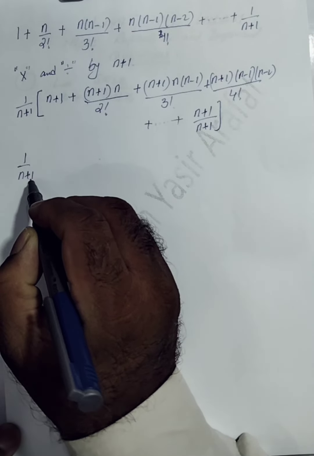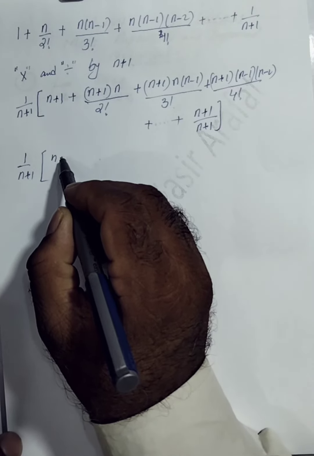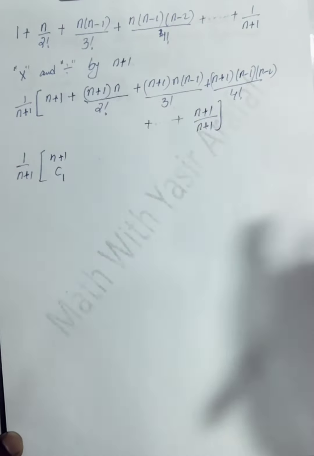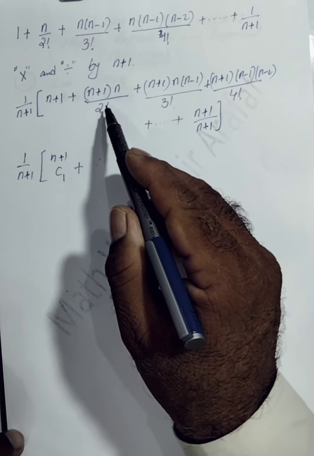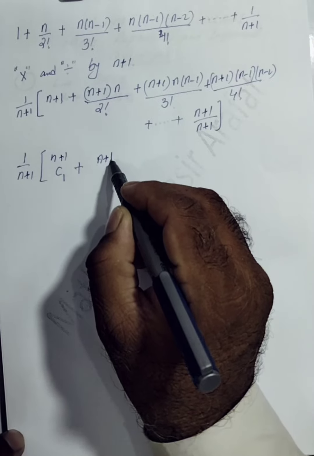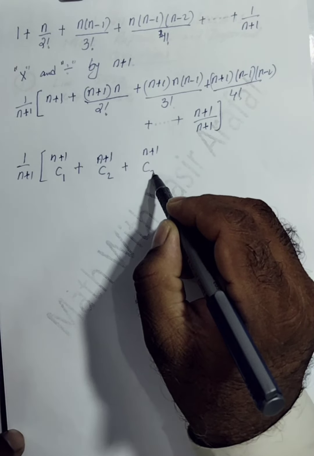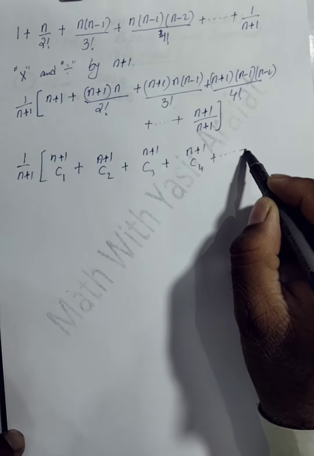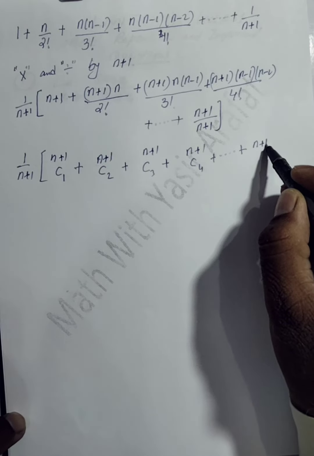Now here we can write down this whole expression in combination form. So n plus 1 can be written in this form, n plus 1 combination 1. When we expand manually, we will get n plus 1 here. So here this is n plus 1 combination 2. This is n plus 1 combination 3. This is n plus 1 combination 4, and so on. This is n plus 1 combination n plus 1.